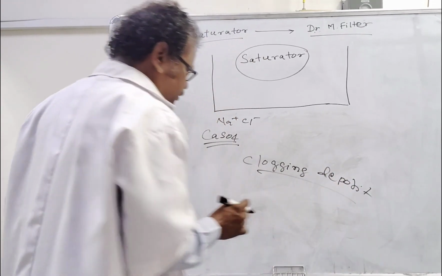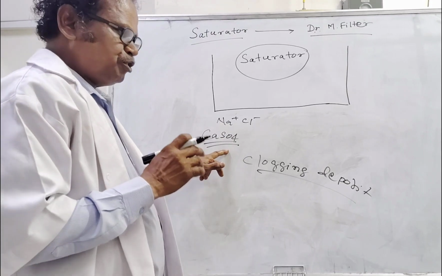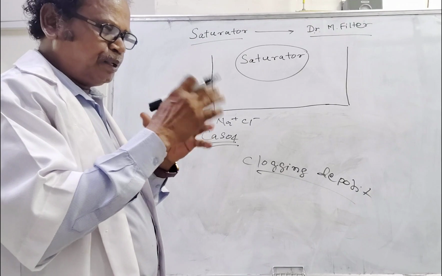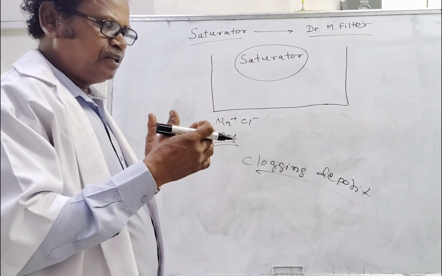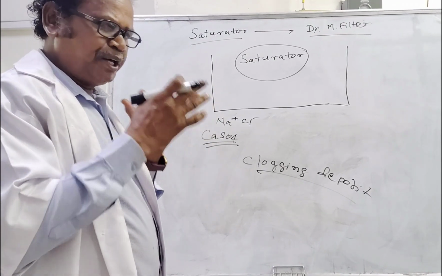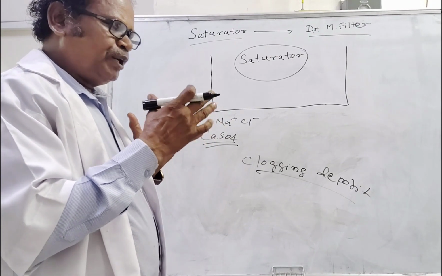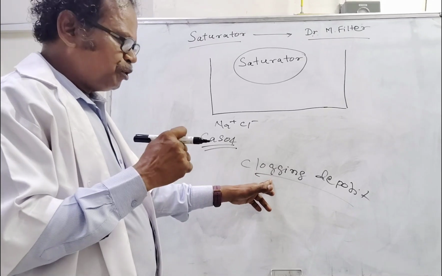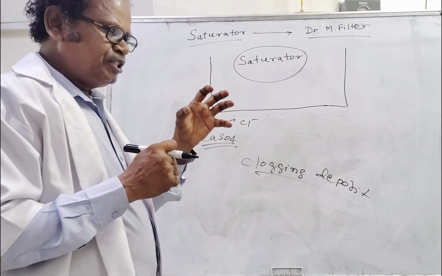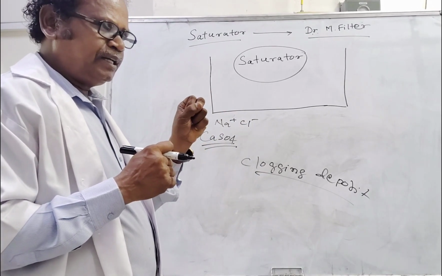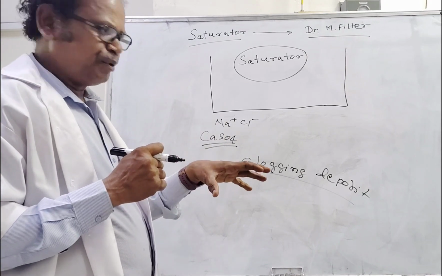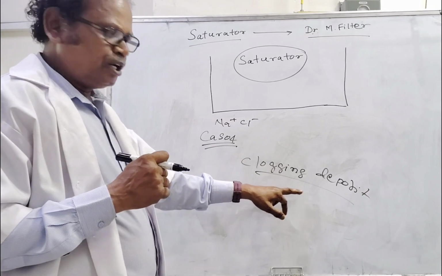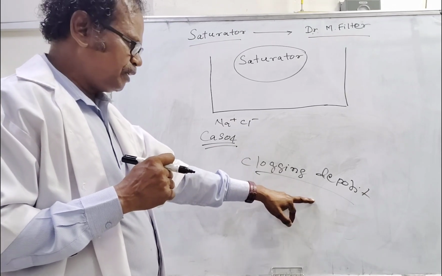What is this? When the calcium sulfate makes a coating on a particular NaCl crystal, it is very hard, and whatever the hot brine may be, due to the clogging deposit the crystal remains very strong. It cannot be dissolved in the hot brine. It is a clogging deposit. Due to clogging deposit, there is a loss of salt in the saturator.